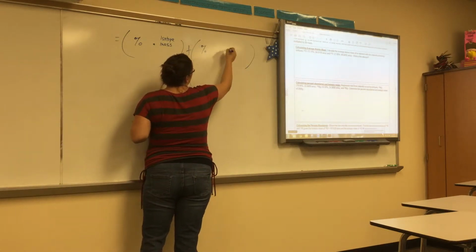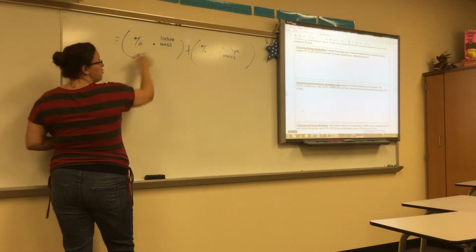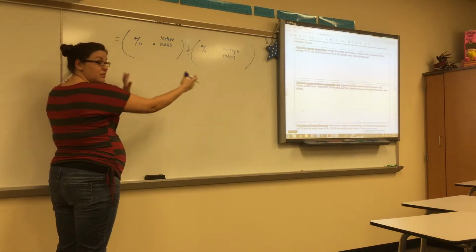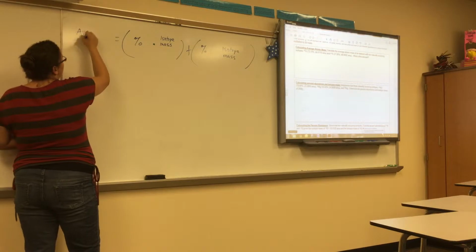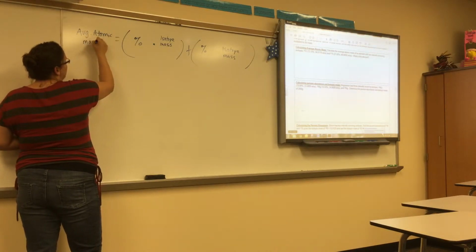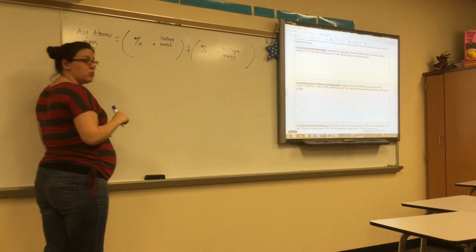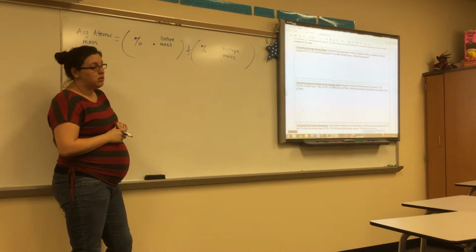Percent abundance times the mass of the isotope. This is the same pattern, and when you do those, however many isotopes there are, if there were 3 isotopes, you'd have 3 sets of parentheses. That formula will give you the average atomic mass. This number is on the periodic table. That's how all of those numbers were calculated, by looking at the isotopes of that element and calculating it.